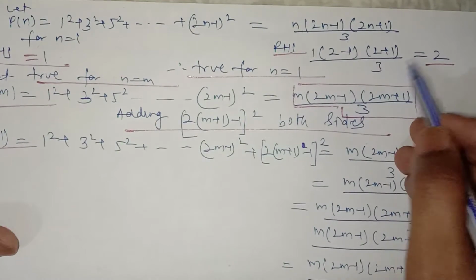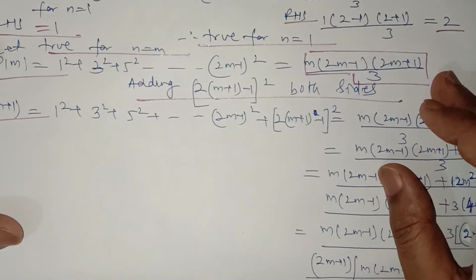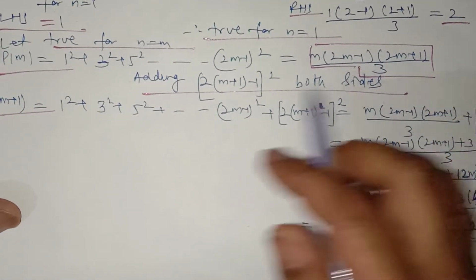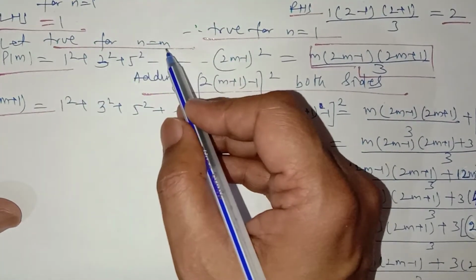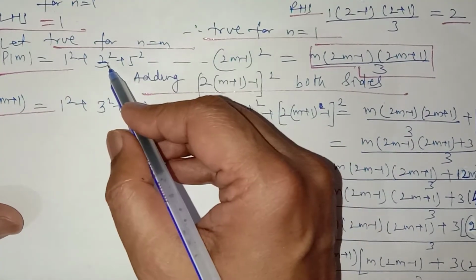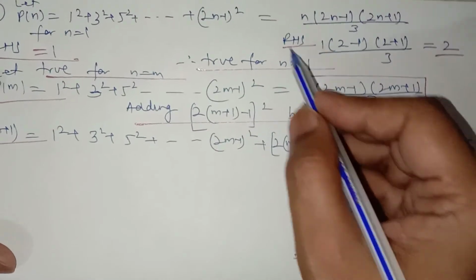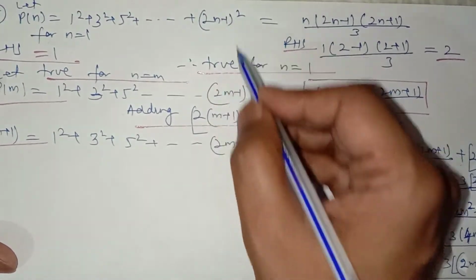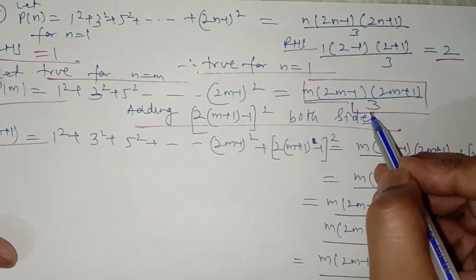Left and right are both equal. Therefore, it is true for n is equal to 1. And let it be true for any natural number m: 1 square, 3 square up to 5. Replace n by m, 2m minus 1 whole square in the right hand side.